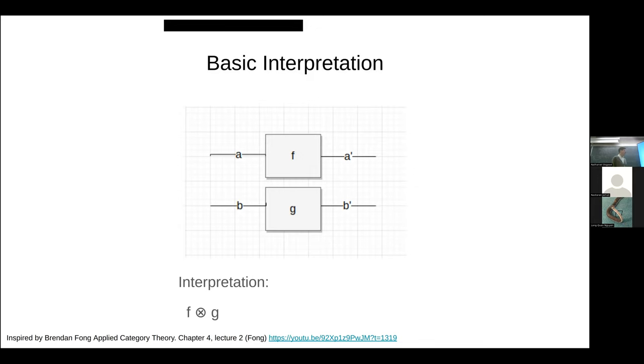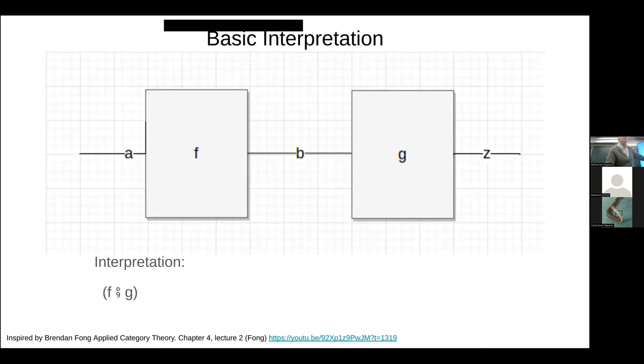So here we have F and G in parallel. They have A and B, and F and G. A goes into F, B goes into G, and then we have A prime and B prime coming out. And the interpretation of this is F tensor G, these are in parallel. So again, it's kind of like we take the product of them. You have a pair, both of them, right? And they're in parallel. Mind you, they're not sequential, which would be like composing them.